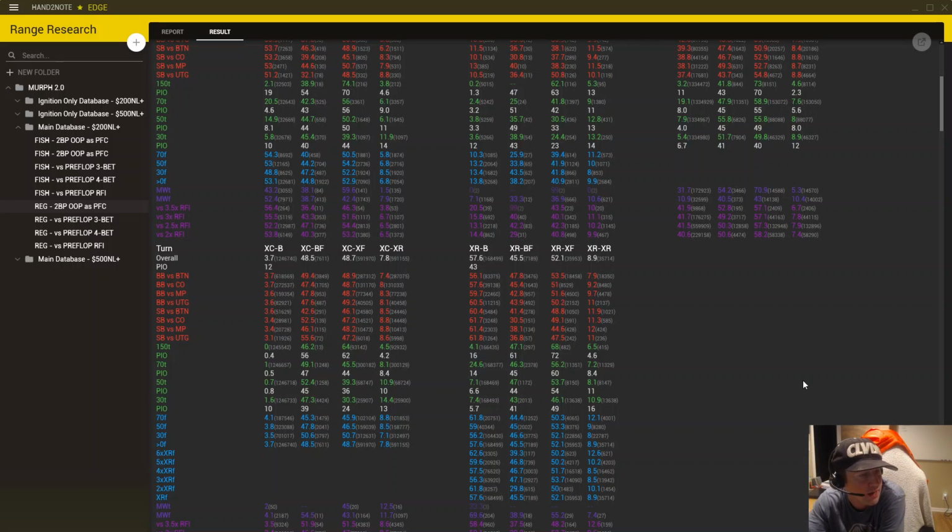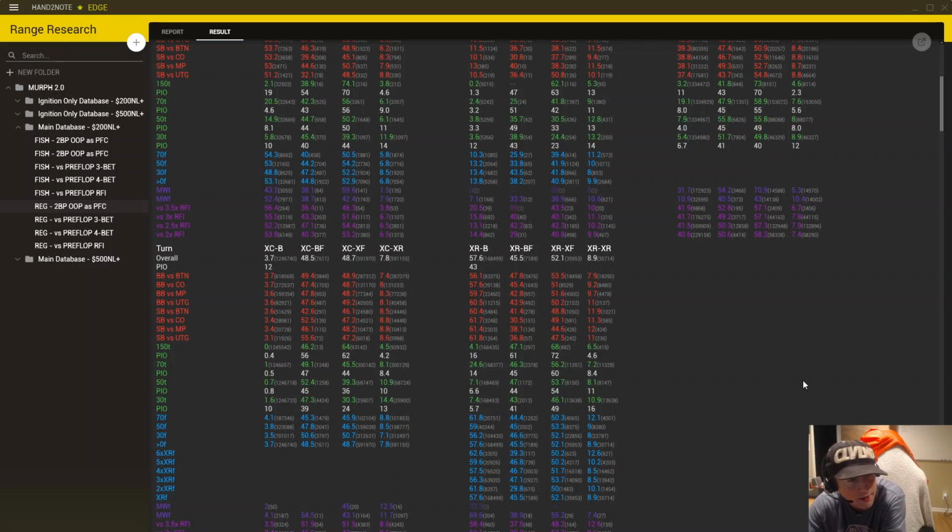I like to keep my ranges or frequencies pretty close to what a solver would recommend, and maybe in a few spots every once in a while I'll isolate a bit wider than I otherwise would because I really want to take a crack at this fish before somebody else busts them, or there's a guy that's an obvious nit in the big blind, so I'll rob him a bit more.